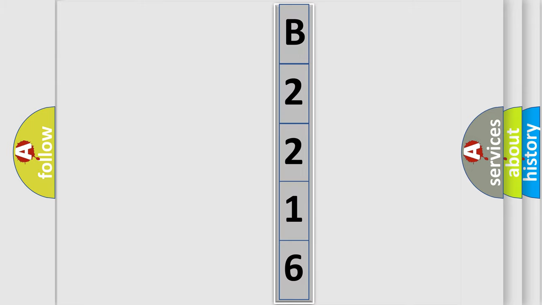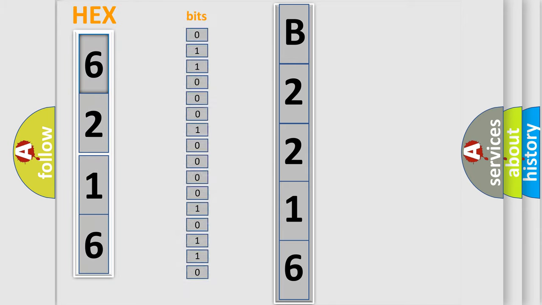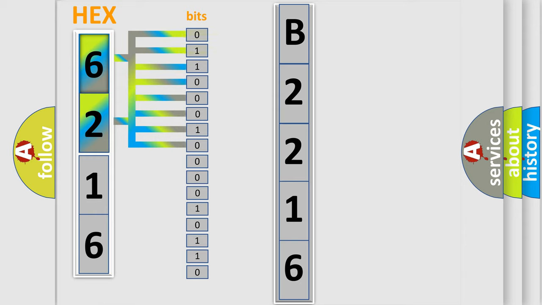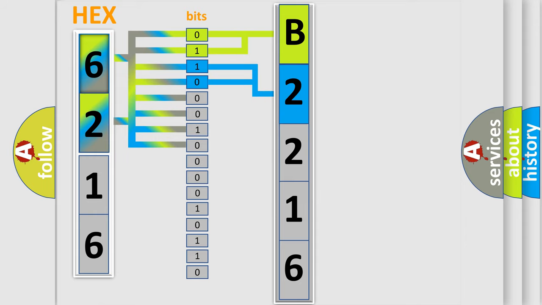You can move the video a bit further. The error code is split into two bytes consisting of 16 bits. One bit is the basic unit that each computer works with. The bit has two logical states: 0, low level, 1, high level. By combining the first two bits, the first character of the error code is expressed. The next two bits determine the second character. The last four bits of the first byte define the third character of the code.